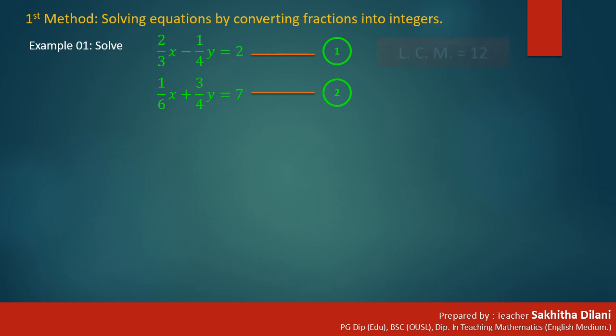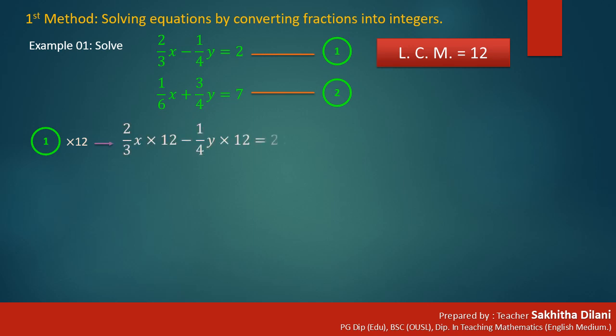The LCM of both of these equations is 12. Therefore, each and every term of each equation has to be multiplied by 12. First equation is multiplied by 12. You have to multiply each and every term by 12. You can see that some terms get cancelled. Then it is converted into an equation 8x minus 3y equals 24. Let's name it as the third equation.